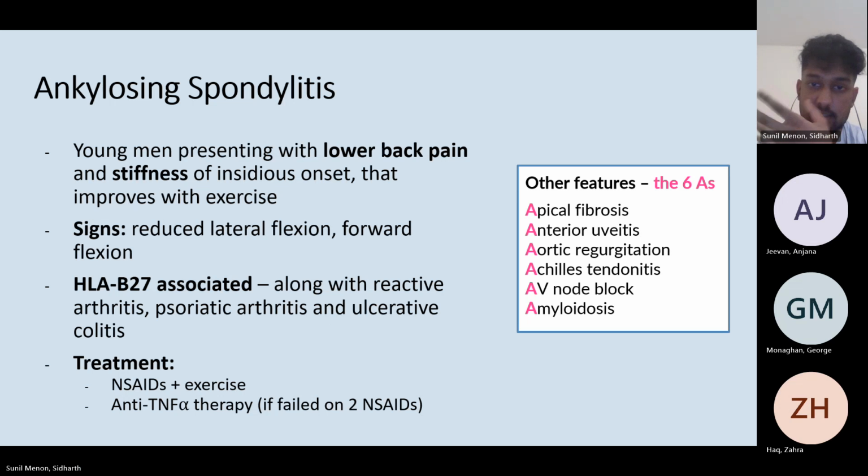Like atlantoaxial instability, aortic regurgitation, actually it already says that here. Amyloidosis often leads to glomerulonephritis. There's peripheral arthritis, more common in females.